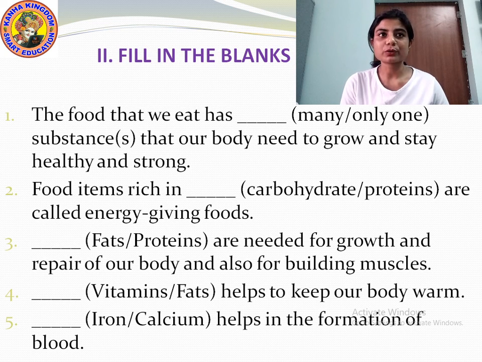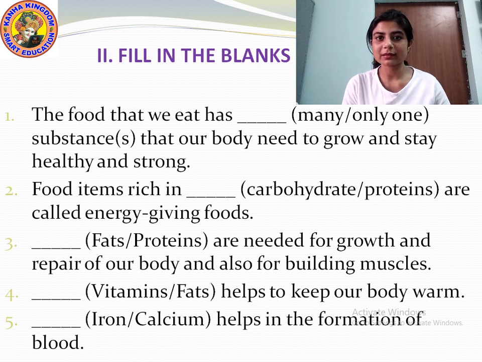Then number two, food items rich in dash, carbohydrate, proteins are called energy giving food. Which food are called as energy giving food? It is carbohydrate, C-A-R-B-O-H-Y-D-R-A-T-E, carbohydrate.